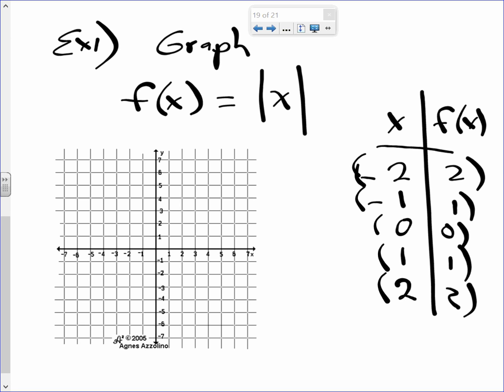Is it going to be linear or not? Let's see. Here we go. Negative 2, 2. Negative 1, positive 1. We got 0, 0. We got 1, 1, 2, 2. It ain't linear. Watch this, though. It comes down. It makes this V, goes back up, put arrows. It goes on forever that way. Do that for me.